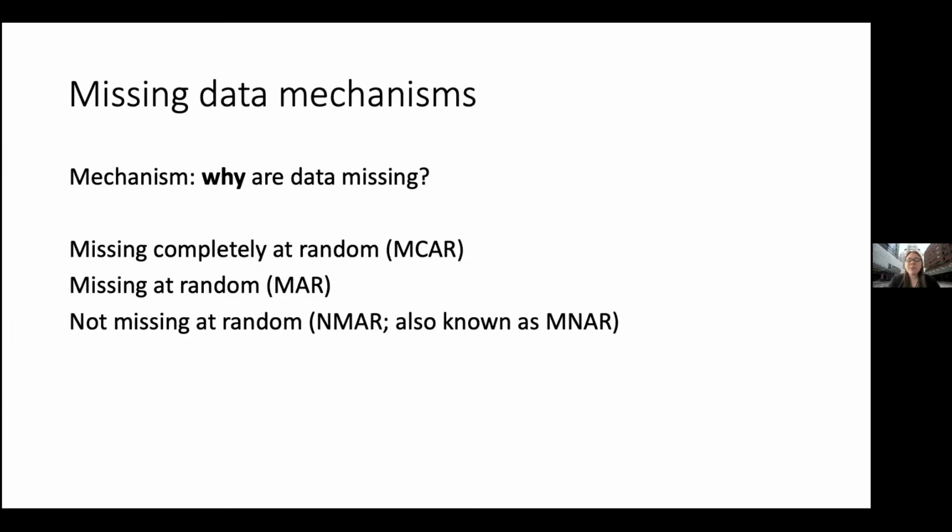So beyond describing the patterns, we also need to understand the mechanisms of the missing data, so why those data are missing. There's 3 mechanisms we typically talk about: missing completely at random, MCAR, missing at random, MAR, and then not missing at random, NMAR, which sometimes people also call MNAR, depending on who you ask. In my experience, there's a lot of confusion about the concept of MCAR versus MAR. So we're going to break each one of these down and hopefully clarify.